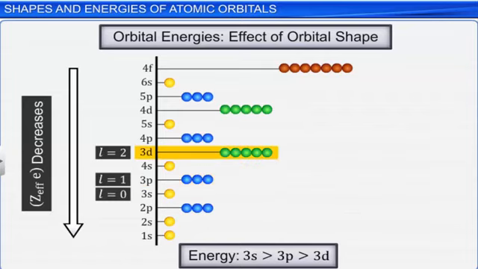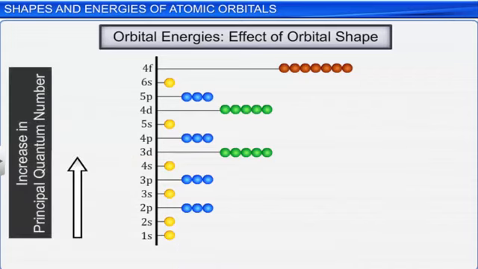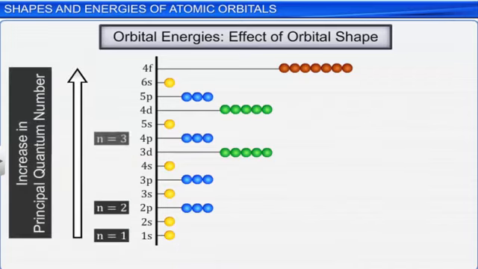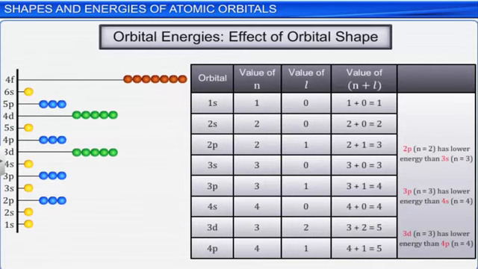With the increase in shell number n, the energy of the orbitals also increases. As a generic guideline, the lower the value of n plus L for an orbital, the lower is its energy. This explains why 4s possesses lesser energy than the 3d orbital. If two orbitals have the same value of n plus L, for example, 2p and 3s orbitals, the orbital with lower value of n, that is 2p, will have the lower energy.